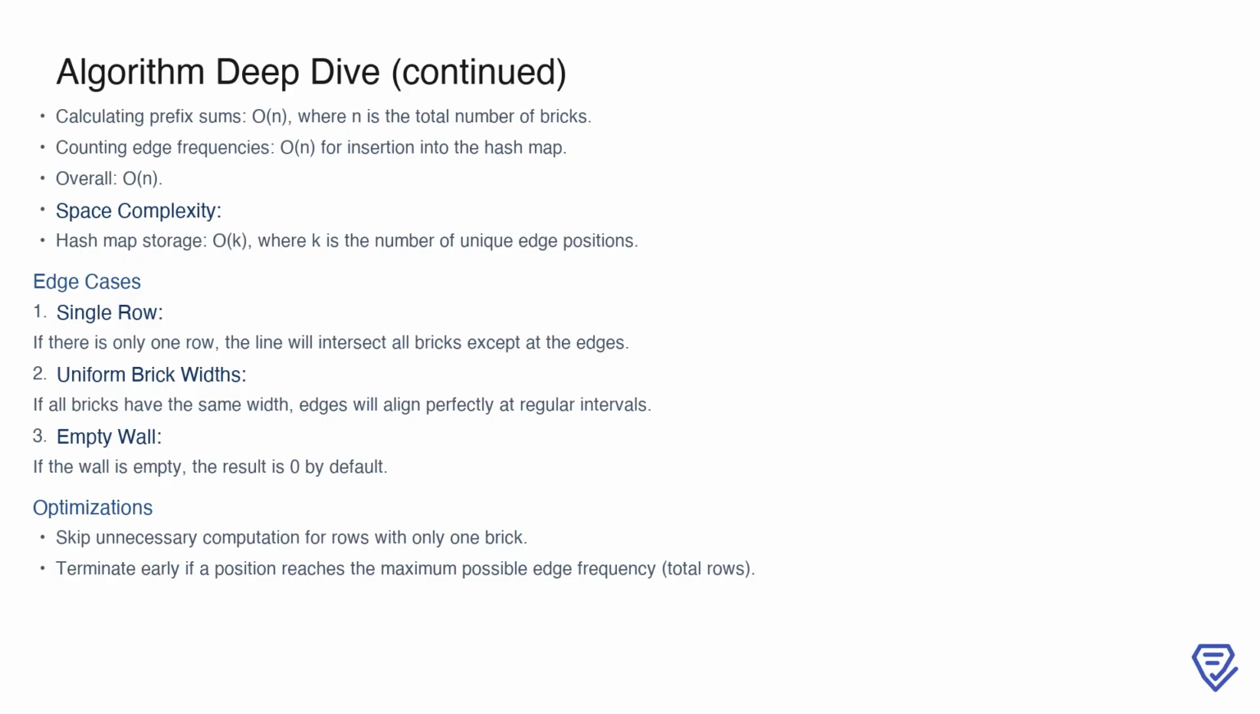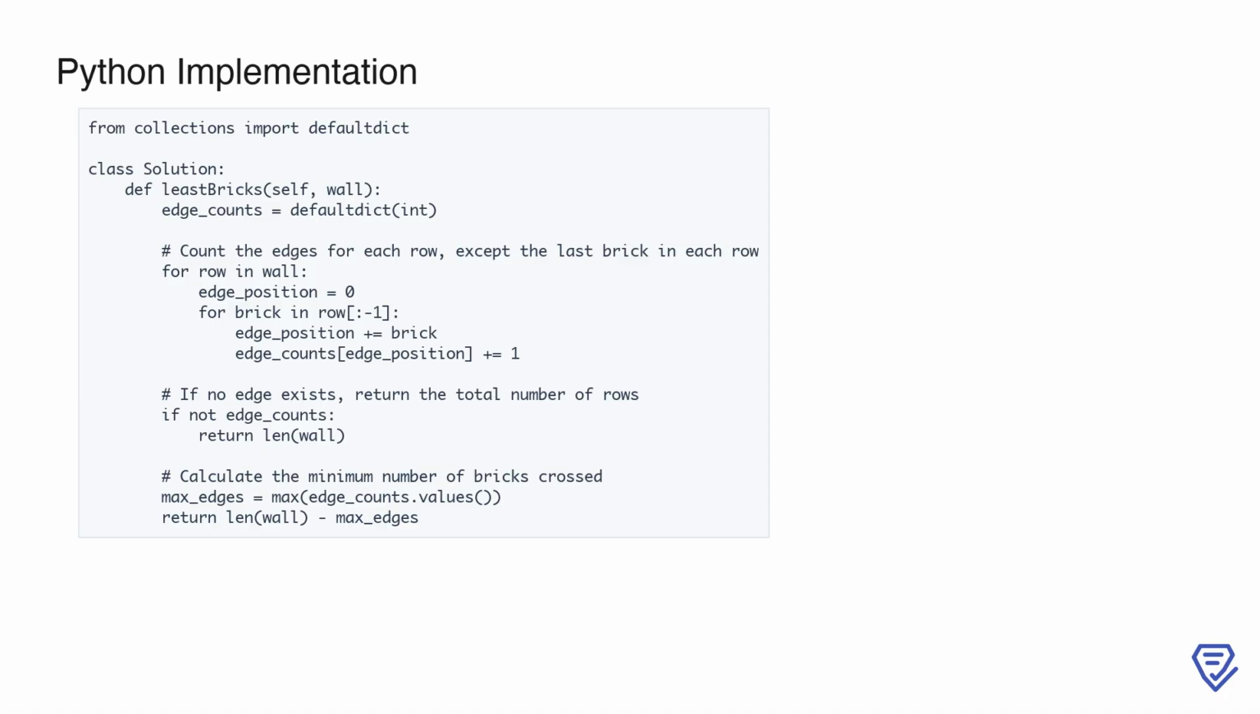Finally, we can optimize further by skipping computation for rows with only one brick or by terminating early if an edge position reaches the maximum possible frequency, which is equal to the total number of rows. These optimizations ensure the algorithm runs efficiently even for edge cases and large inputs. The provided Python implementation efficiently solves LeetCode problem number 554, Brick Wall.